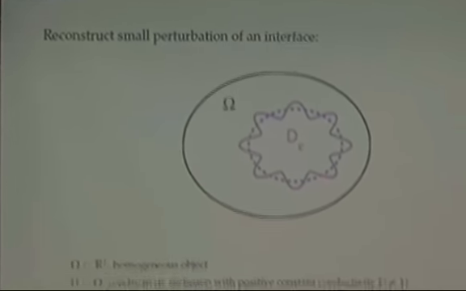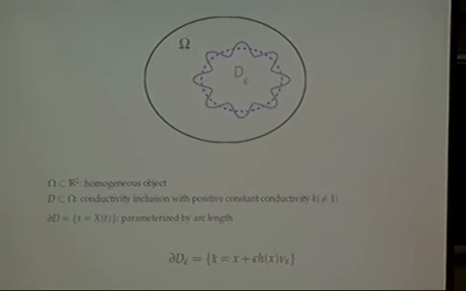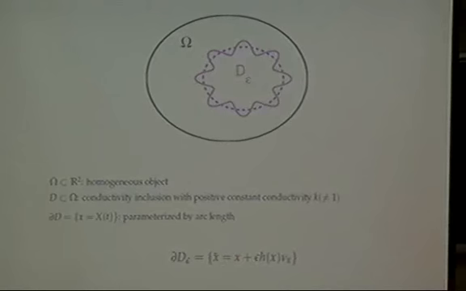So here, suppose the true shape is the initial guess plus perturbation in the direction of the normal. So D, our initial guess, is supposed to be close to the actual one, and our target shape is x plus epsilon h, which we should reconstruct, times the normal. Then the question is how should we get this epsilon times h?